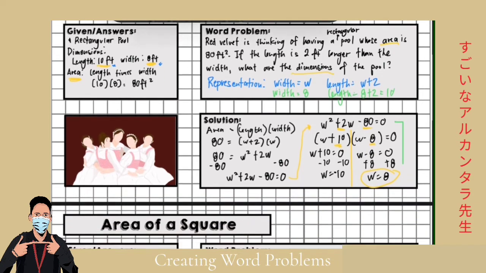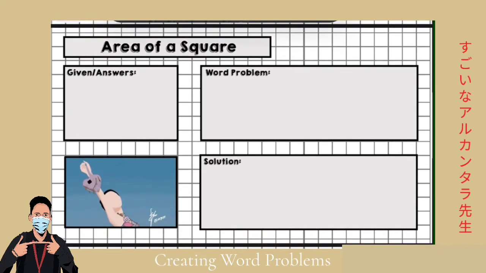So let's go with another one. This time, let's go with the area of a square. So our next character here is Yeri. Let's say that Yeri is planning to create or buy a square table. And she's trying to measure the top of it, or maybe a square box. Okay, I think we'll go with the square box for Yeri.